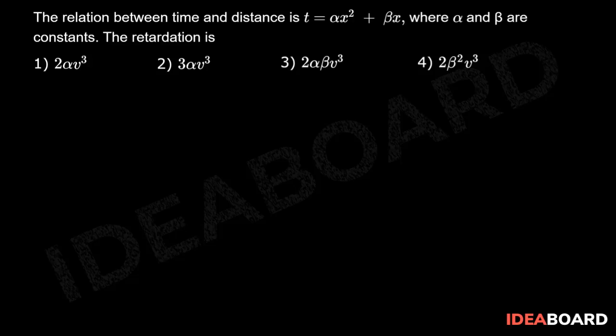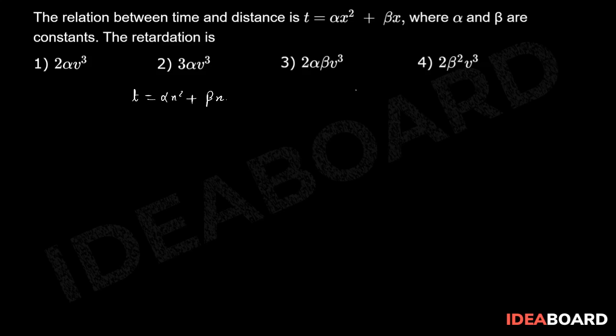The relation between the distance and time is t is equal to alpha x square plus beta x, where alpha and beta are constants. The retardation is. Now, what is the given condition here? So, the given condition says t is equal to alpha x square plus beta x.